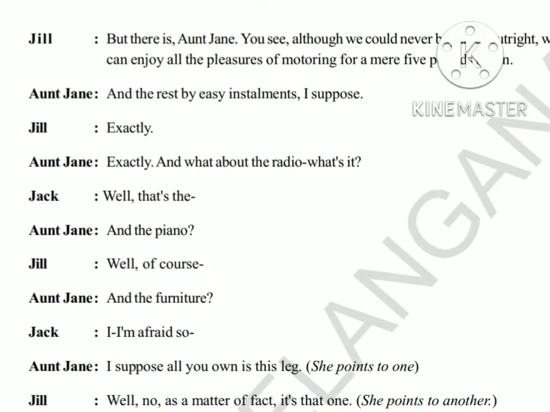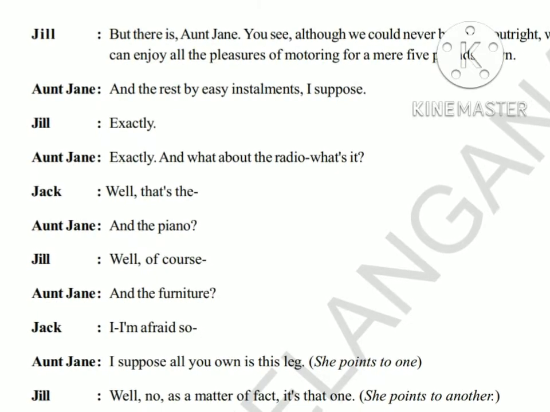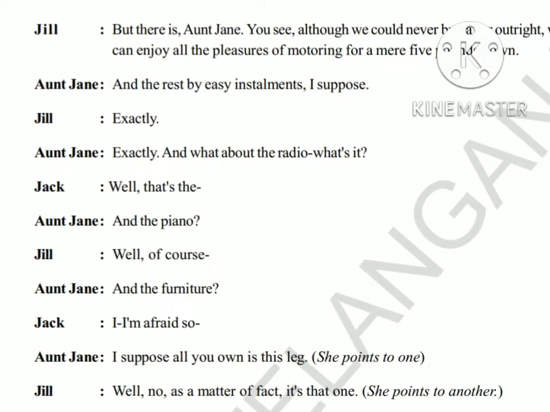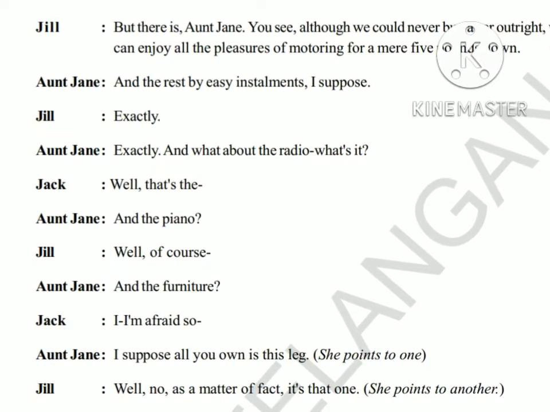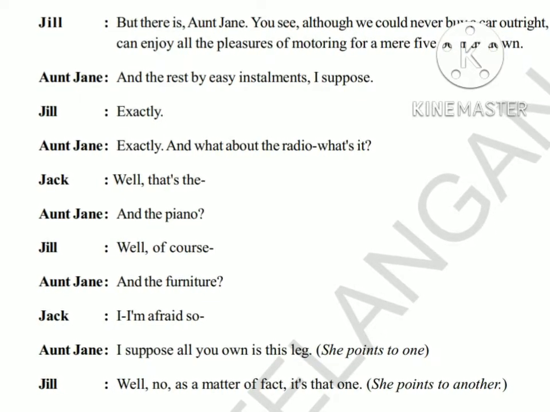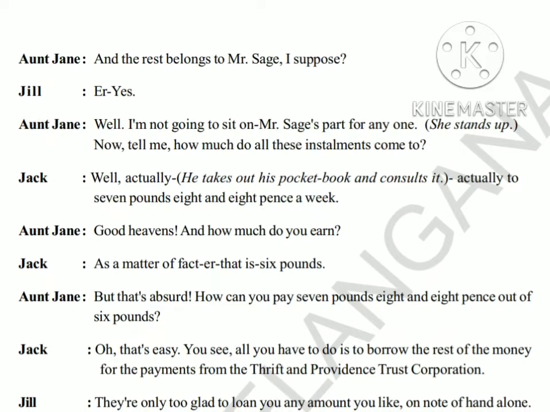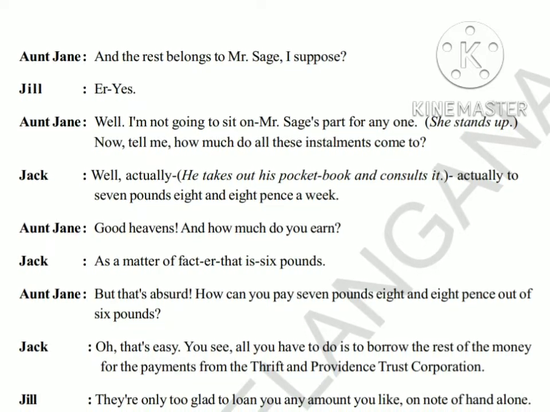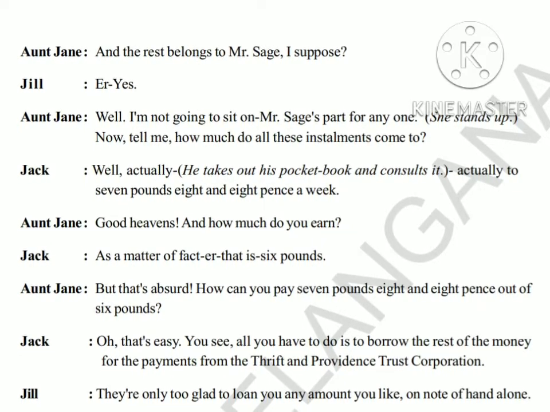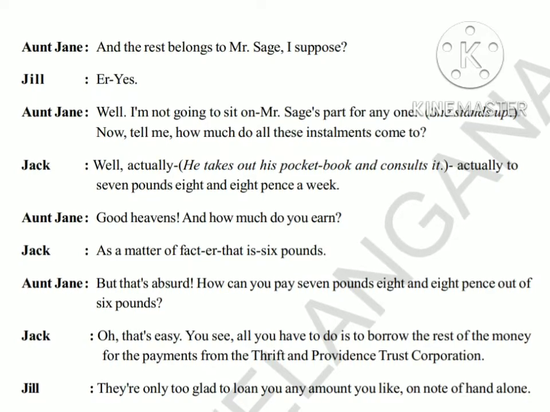Aunt Jane: I suppose all you own is this leg. She points to one. Jill: Well, no. As a matter of fact, it's that one. She points to another. On Jane. And the rest belongs to Mr. Sage, I suppose. Jill: Yes. Aunt Jane: Well, I am not going to sit on Mr. Sage's part for anyone. She stands up. Now tell me, how much do all these installments come to?